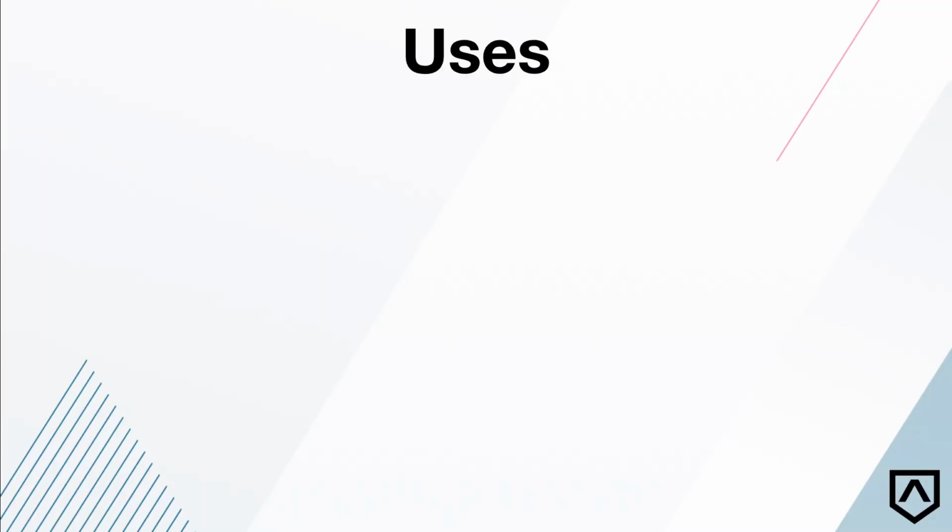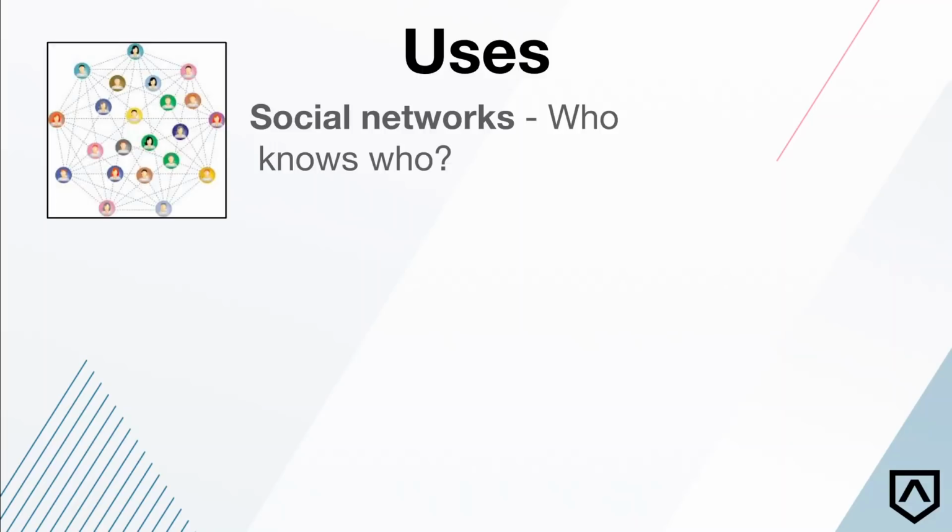So what are the uses of finding connected components? Typically when you're dealing with connected components, you're dealing with very large graphs, very large networks. And so it's helpful to find pieces of information that are related. It's helpful to focus in on one part of the graph at a time.